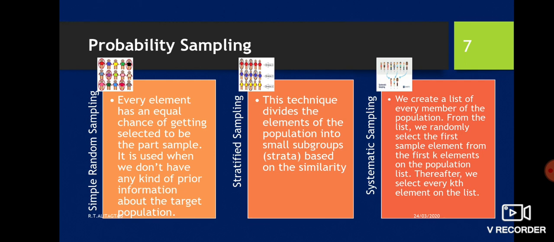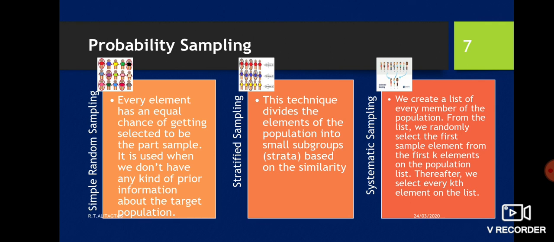Pwedeng yung Muntinlupa merong 10, yung Pasay merong 1, tapos yung Pasig merong 1. So it doesn't matter the number. Ang nagmamatter dito is kahit merong isang representative, so that is stratified sampling.